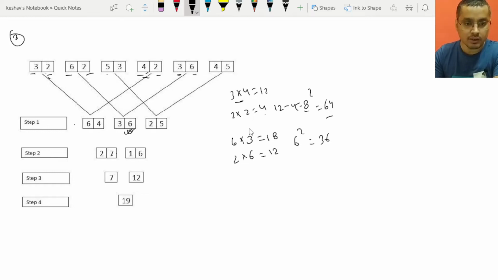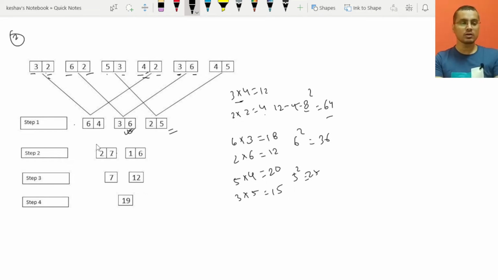Now let's see how we are getting box 3, okay. 5 into 4 is equal to 20, okay. Now what is the product of 3 into 5? 15. So 20 minus 15 is equal to 5, 5 square is what? 25. So 25, we are getting the logic, okay. So now we got the logic, okay.